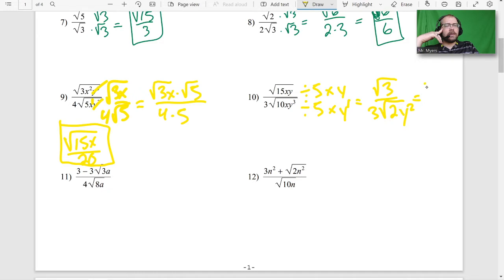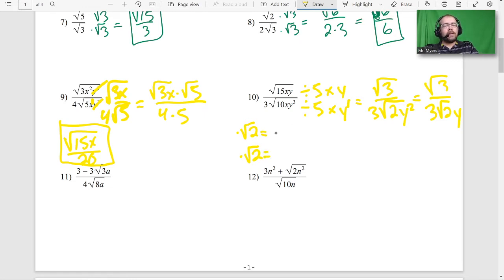So this would be the square root of 3 over 3 square root of 2y. And then that y is not connected to the square root. So I could put it next to the 3, but maybe I'll do that on the next step. So then what we want to do is times both sides by the square root of 2, because that's the only thing left over in the denominator. We have to rationalize the denominator because they said so.